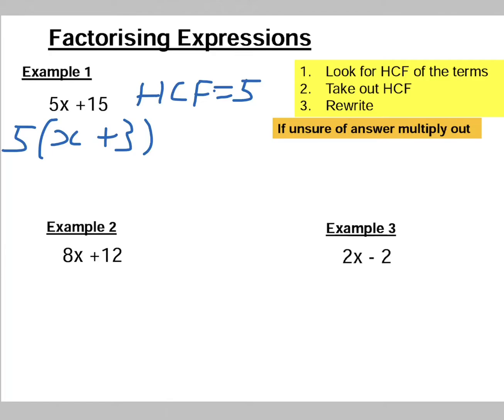And that's it done. If you're unsure of your answer, and it's a good idea to do this just to check, multiply the answer out in your head. So 5 times x, yes, that would get me 5x. 5 times 3, yes, that would get me 15.